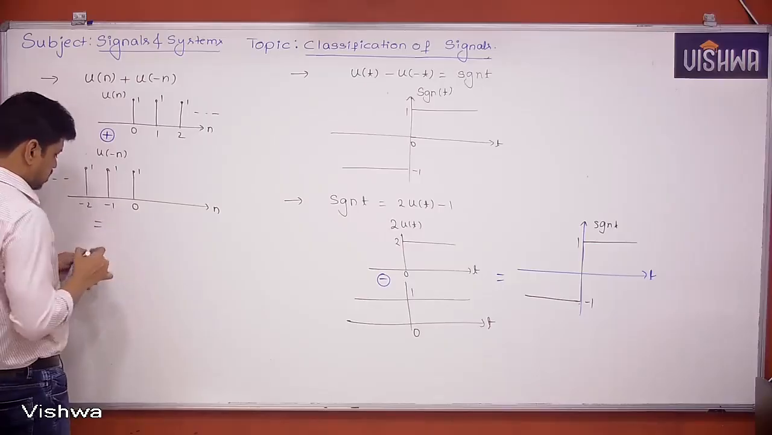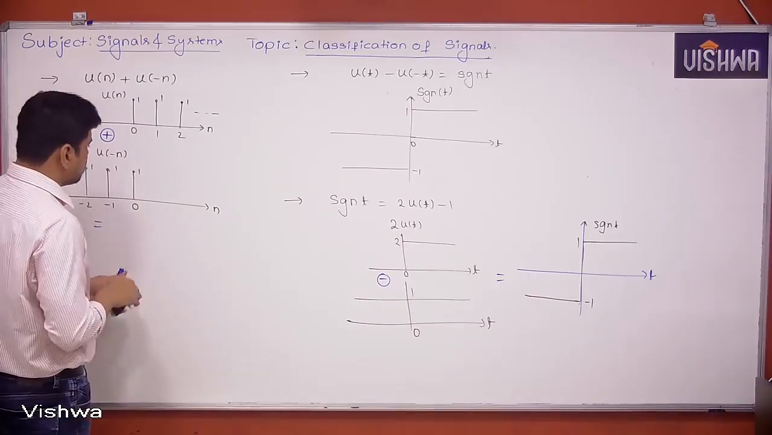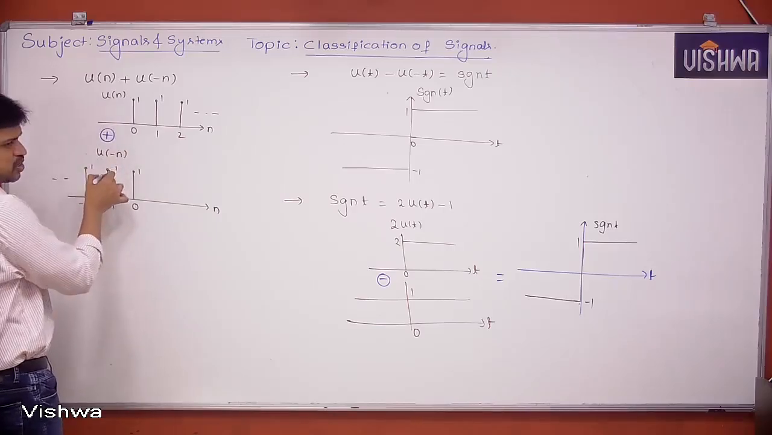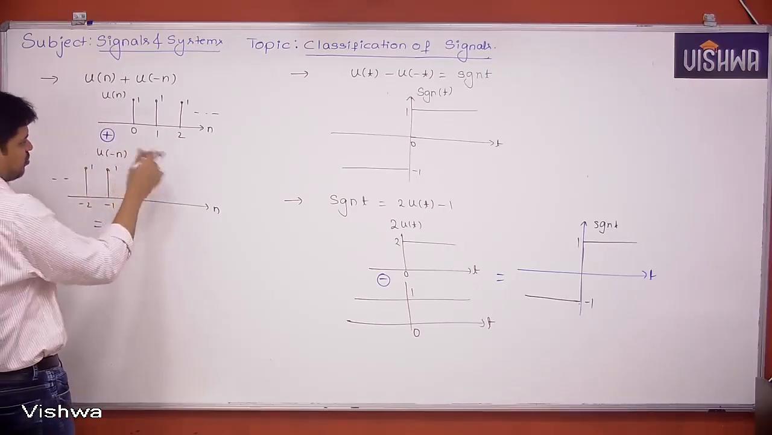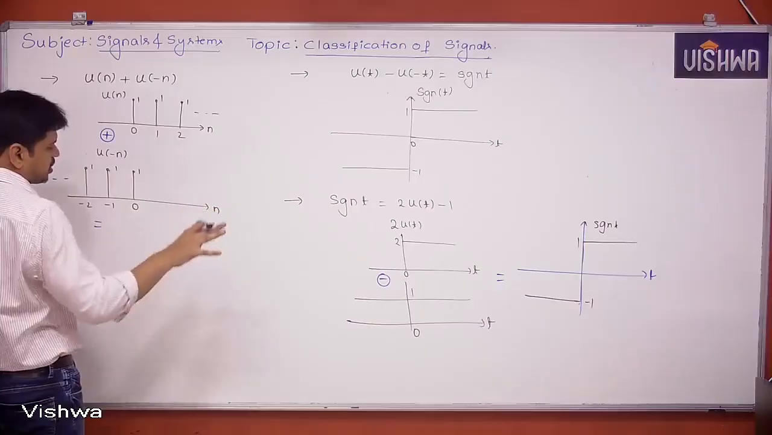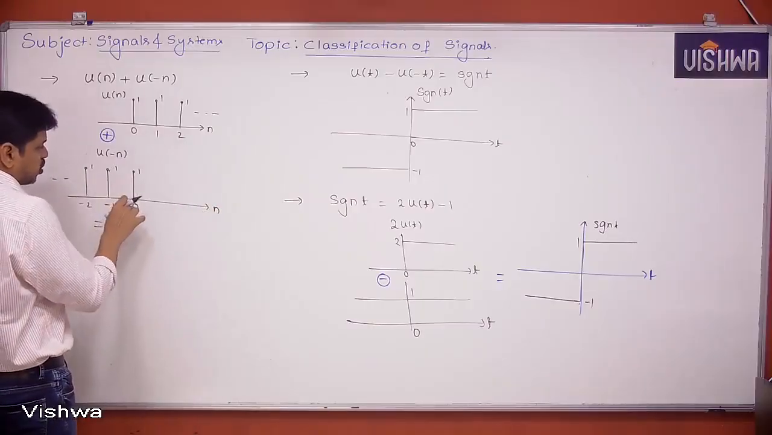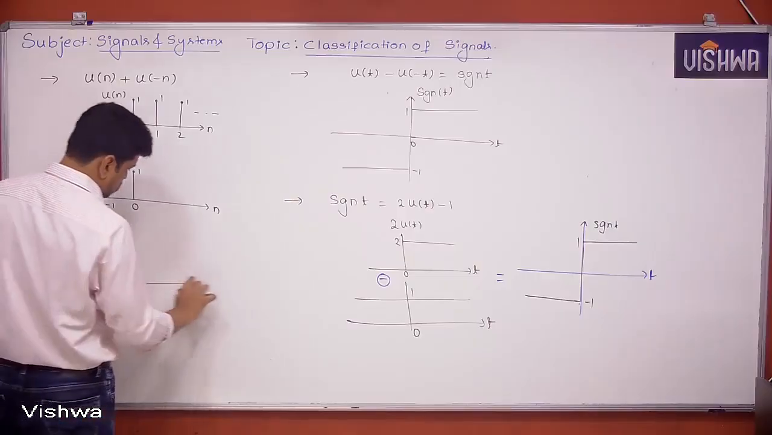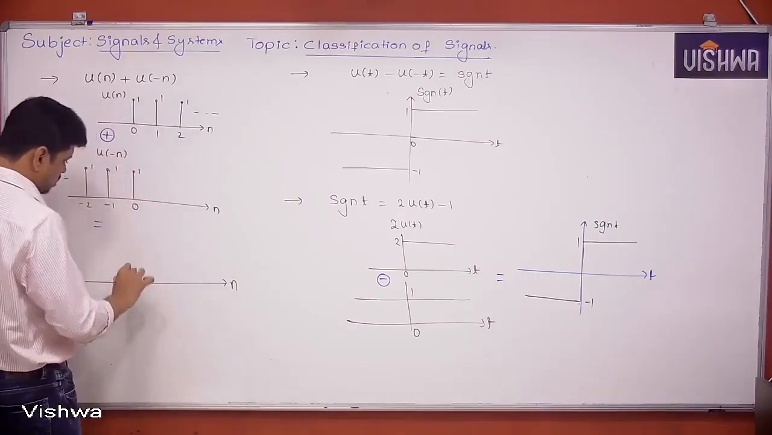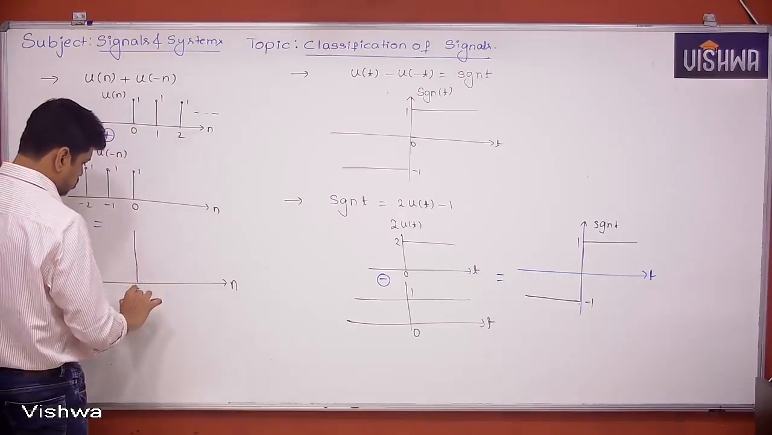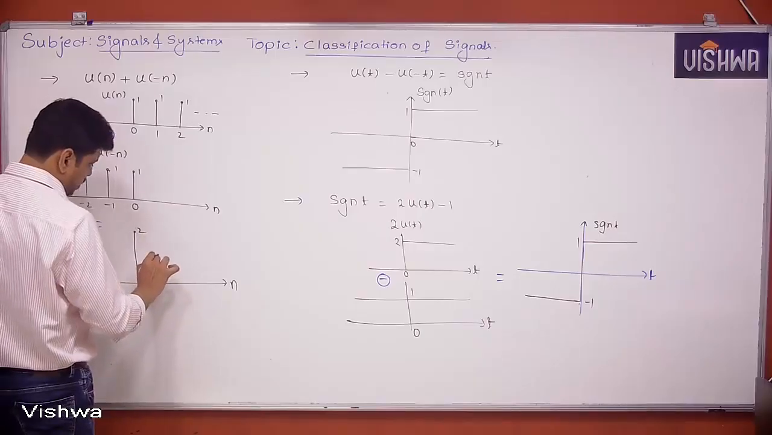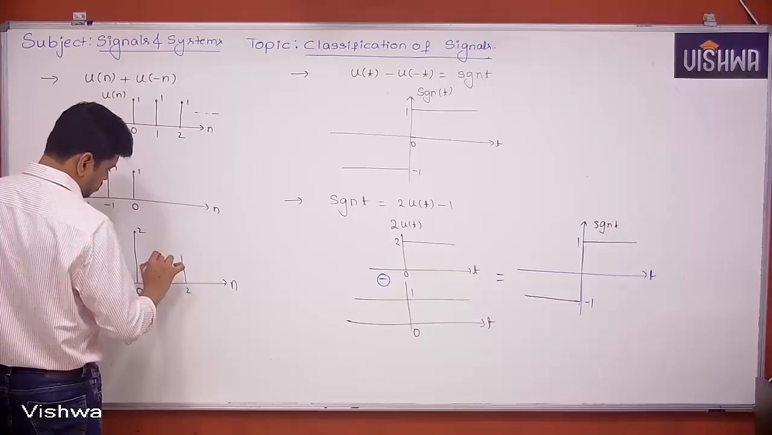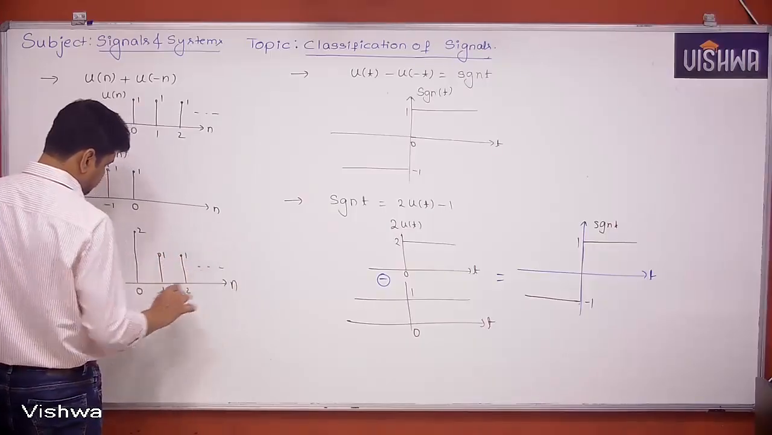If we add them, what is the result we are going to get? Everywhere up to minus 1, 1 plus 0, 1 plus 0, so it is going to be 1. After 0, 1 plus 0, 1 plus 0, everything is 1 only. But except at 0, we are having 1 plus 1, which is nothing but 2. So how does it look like? At 0, its value is 2. And for remaining values, its value is 1, and so on.